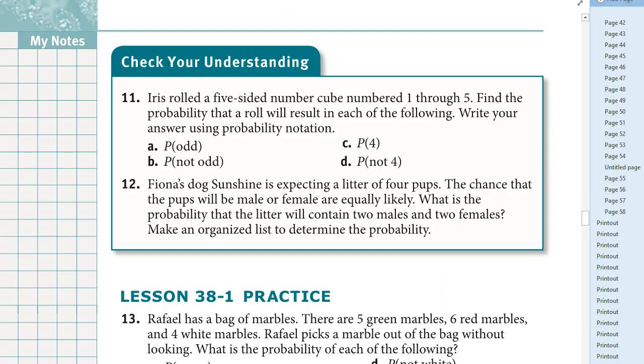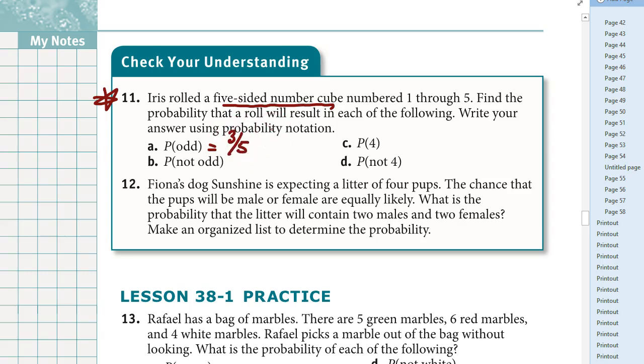Jump ahead to the check your understanding question where number 11 is. Iris rolled a 5-sided number cube. So unlike most dice that have 1 through 6, this only has 5 sides. Find the probability that the roll will result in each of the following and write the answer using probability notation. So question A, what's the chance of getting an odd? Well, on the 5-sided die, that would be getting a 1, a 3, or a 5. So 3 out of the 5 possible things are odd numbers.